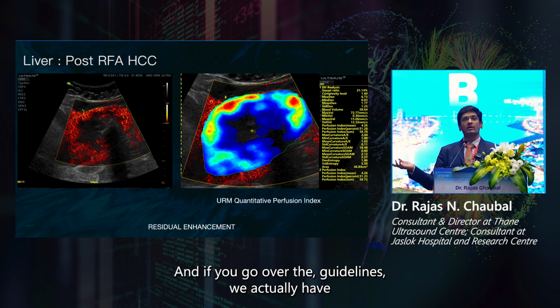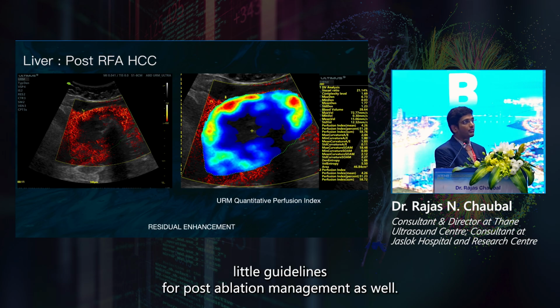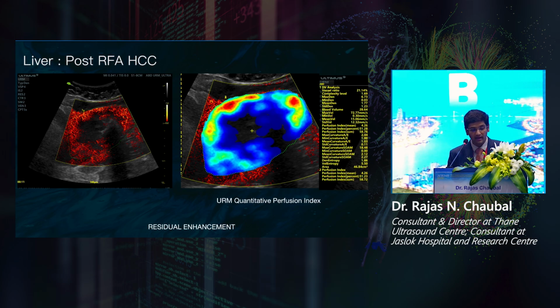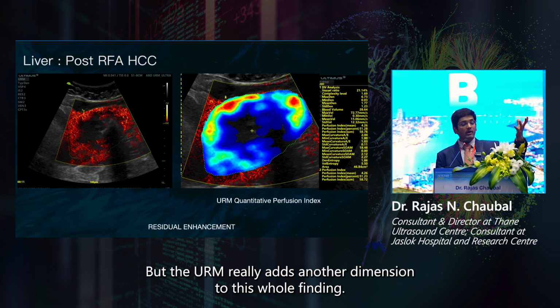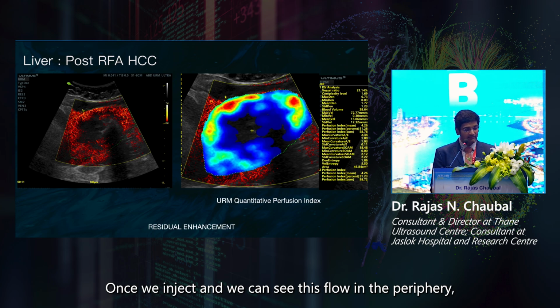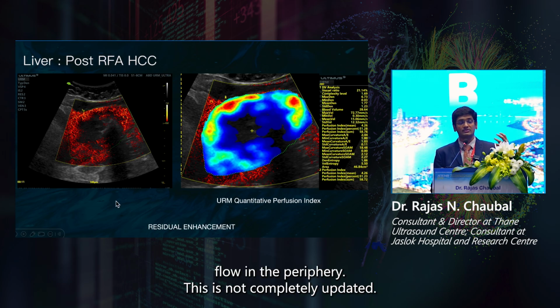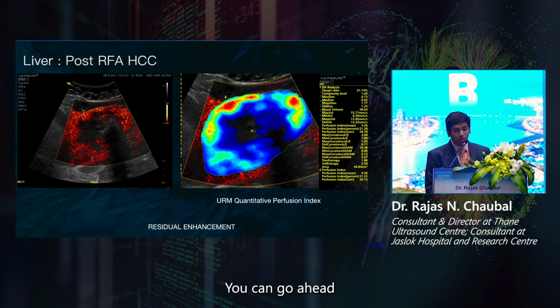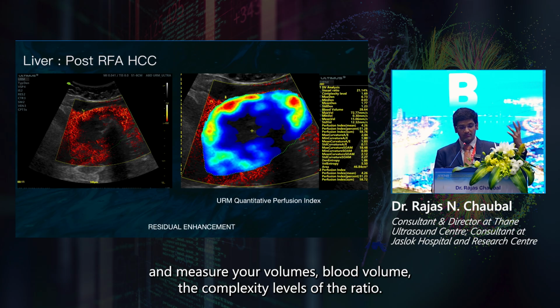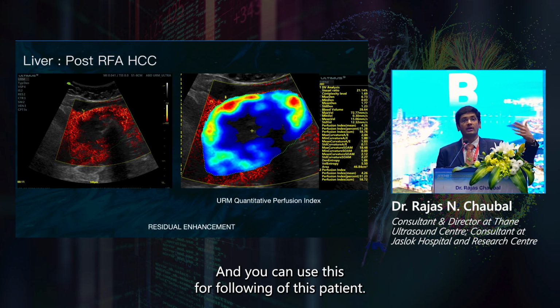And if you go over the guidelines, we actually have LI-RADS guidelines for post-ablation management as well. But the URM really adds another dimension to this whole finding. Once we inject and we can see this flow in the periphery, you are very well assured that yes, there is definitely some flow in the periphery. This is not completely ablated. You can go ahead and measure your blood volume and the complexity levels of the ratio, and you can use this for following up these patients.